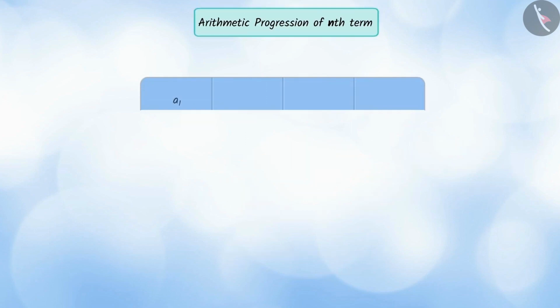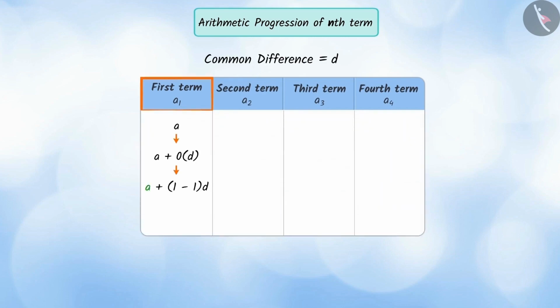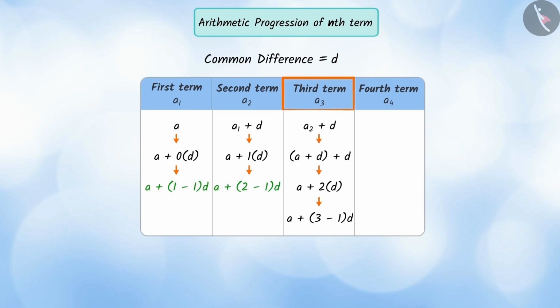Let us assume that A1, first term, A2, second term, A3, third term, A4, fourth term, form an AP whose common difference is D. Here, first term A1 can be written as A plus 1 minus 1 multiplied by D. The second term A2 as A plus 2 minus 1 multiplied by D. The third term A3 as A plus 3 minus 1 multiplied by D. And the fourth term A4 can be written as A plus 4 minus 1 multiplied by D.